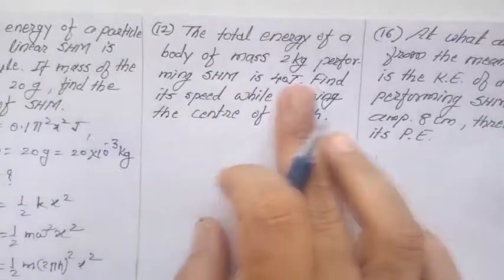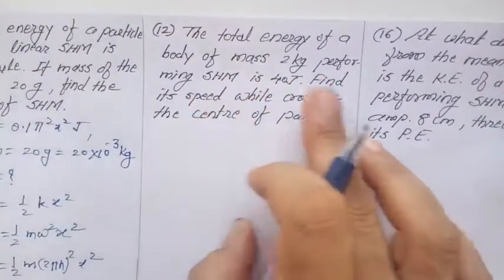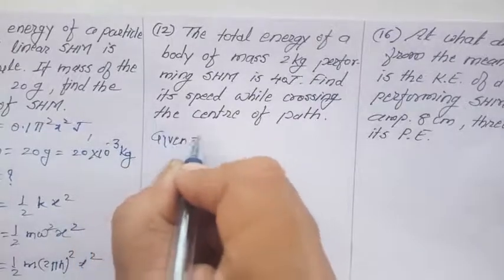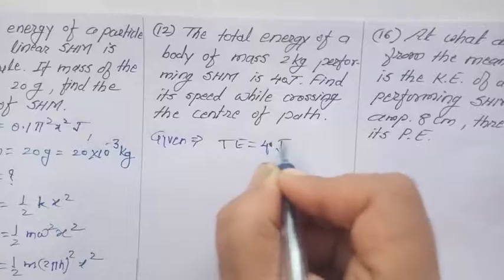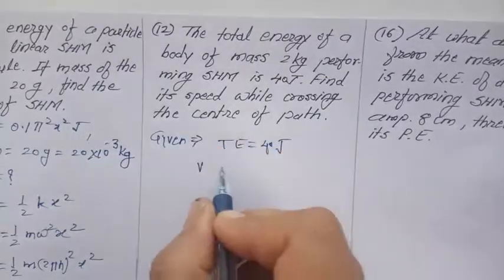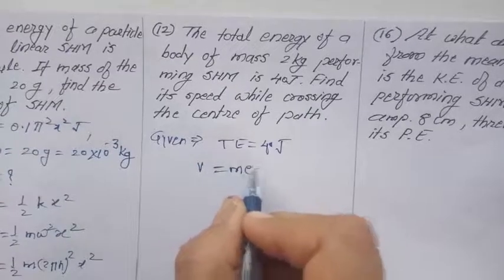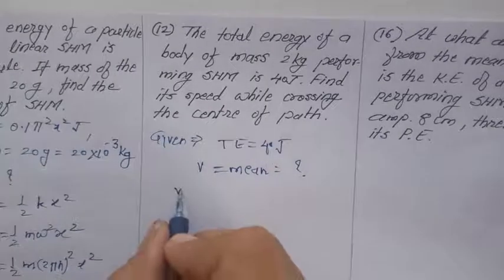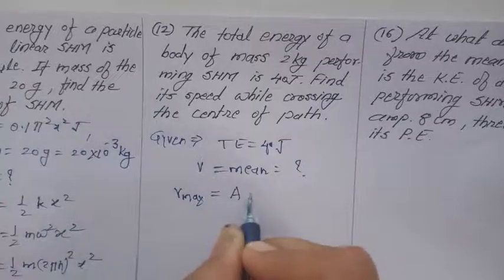The total energy of a body of mass 2 kg performing SHM is 40 joule. Here what are the given? You are given the total energy, that is 40 joule. Find its speed while crossing the center of the path. Means you have to find speed at mean position, and you know the velocity or speed at mean position is the maximum velocity, and for that the formula is a omega.